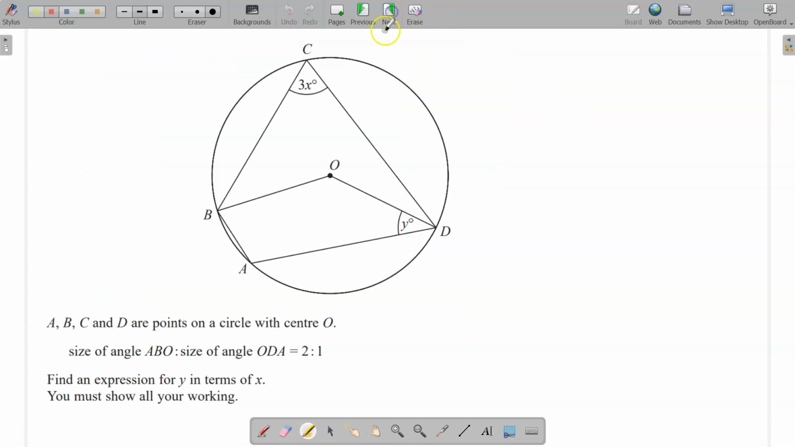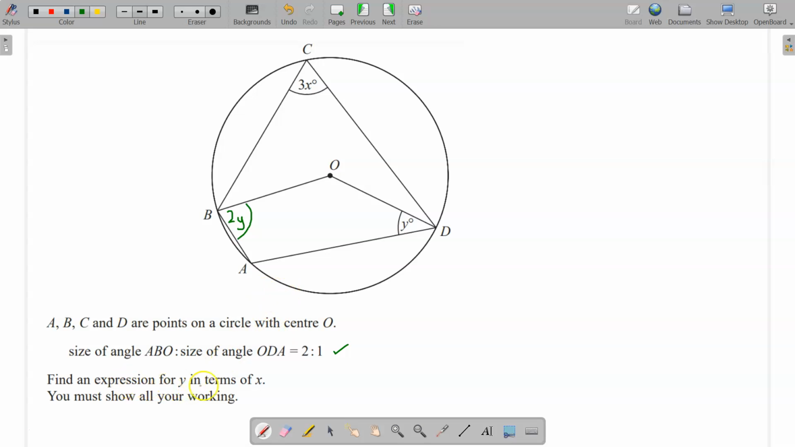Next question. This one is about circle theorems, and it's got a circle with a center O. It's giving you some information about angles, and it's telling you that the angle ABO to the size of angle ODA is 2 to 1. So if this is Y, it means this here must be 2Y. Write it into the diagram, because you're just using the information that you're given. Okay, find an expression for Y in terms of X.